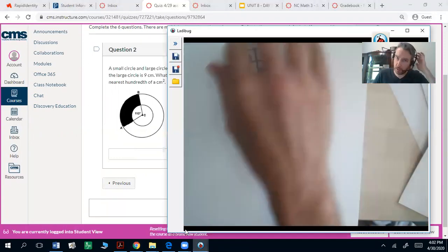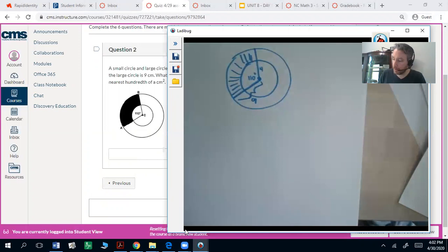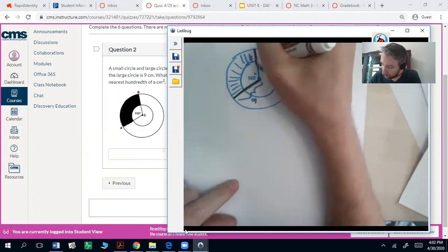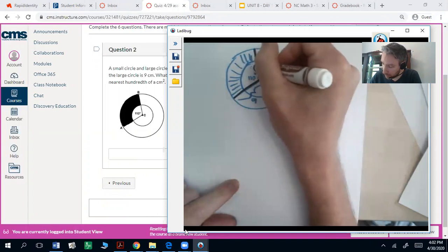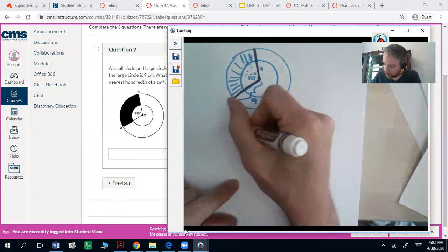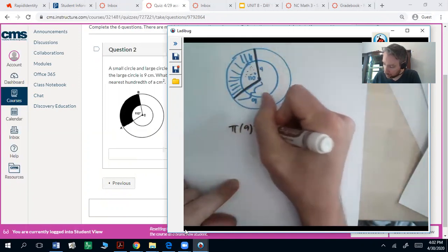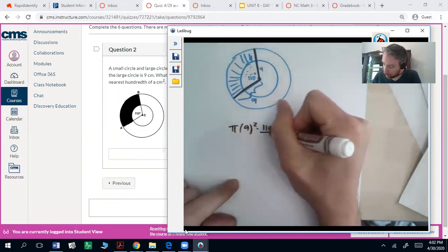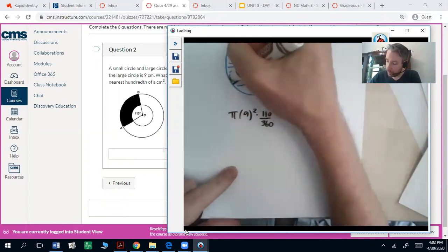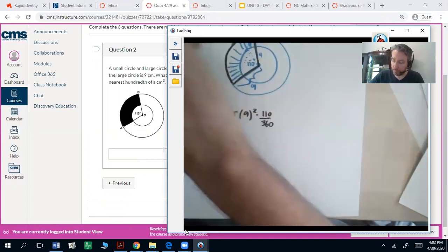All right, I have this redrawn out. What we'll do is we'll find the area of the small circle first. Actually, we'll find the area of the whole thing. And we'll pretend like this area here is shaded here that I'm putting in brown. So we'll do pi times 9 squared times 110 degrees over 360. Now, that'll give you the brown shaded area.